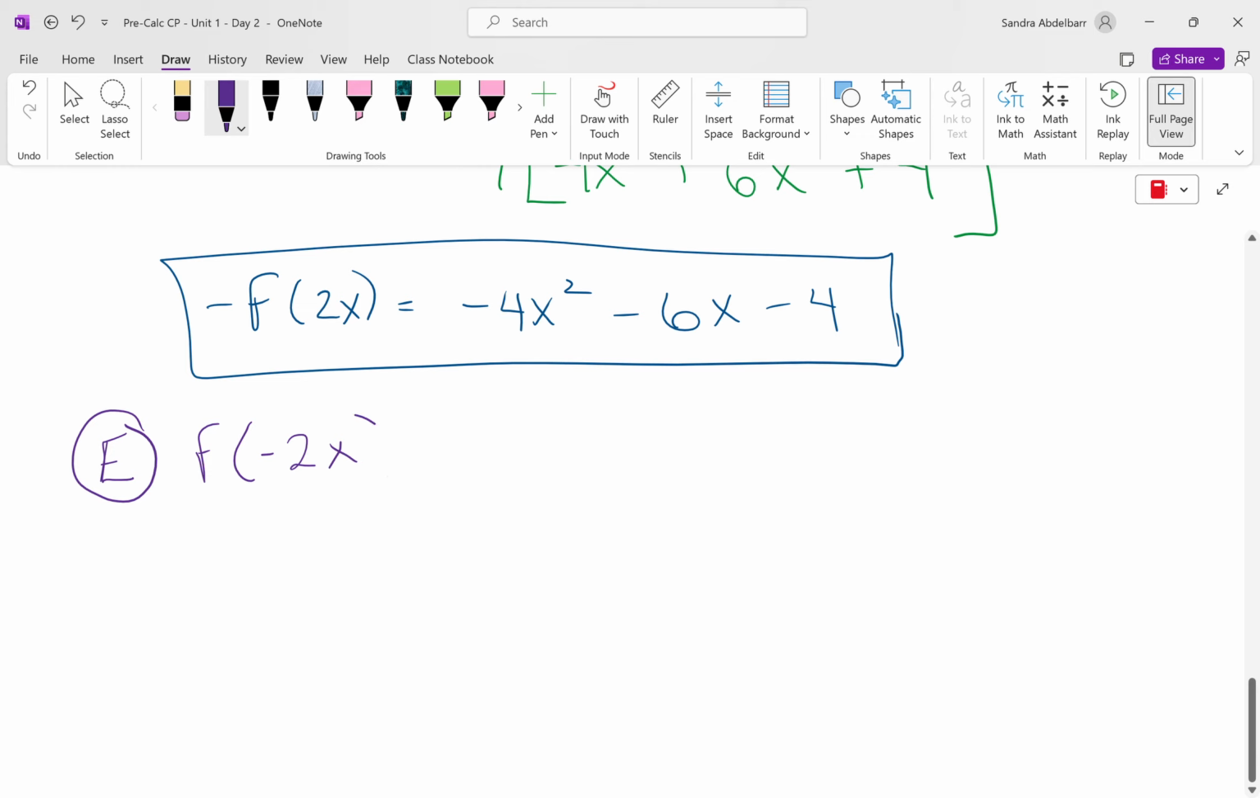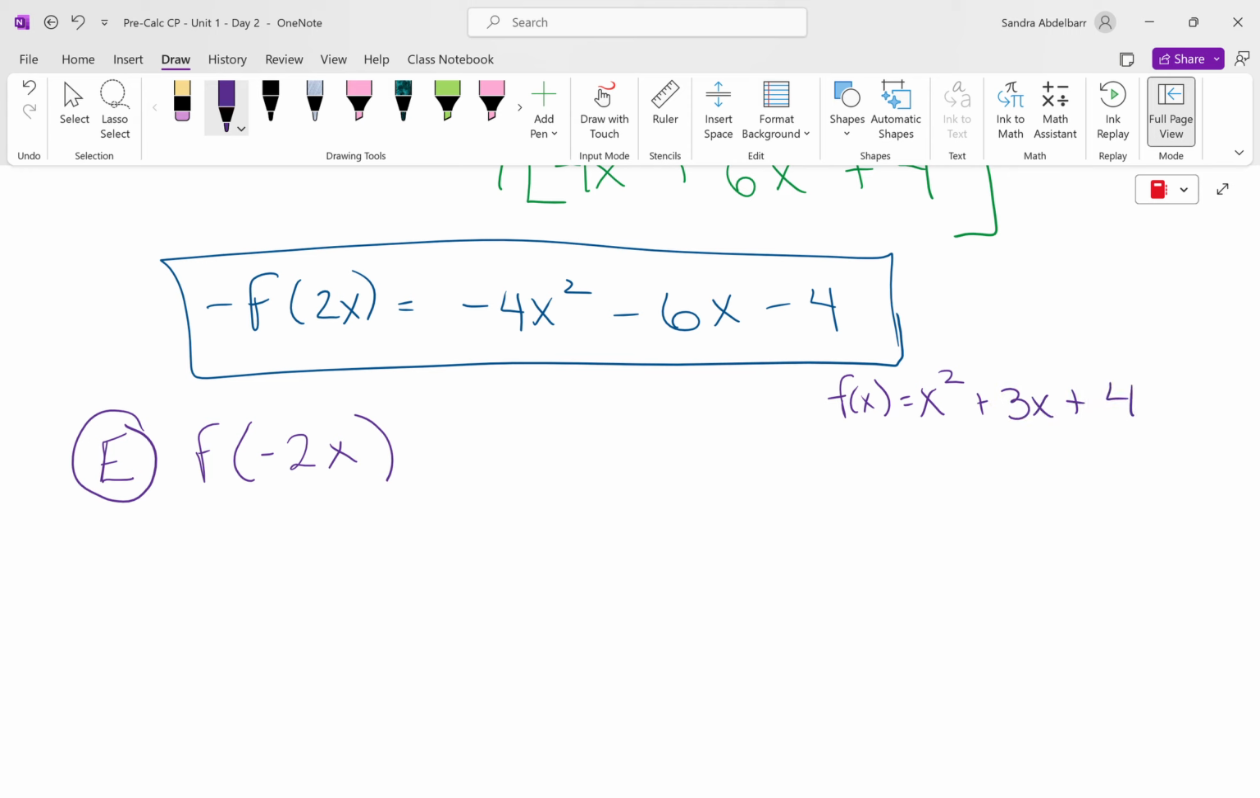All right, next one. Now I want us to evaluate f of negative 2x. Are these rules the same, the negation of f of 2x versus f of negative 2x? No, they're completely different. This is saying plug in 2x and then negate everything, multiply by -1. This is saying from the very beginning, plug in a -2x for x. So we're still working with the same function.